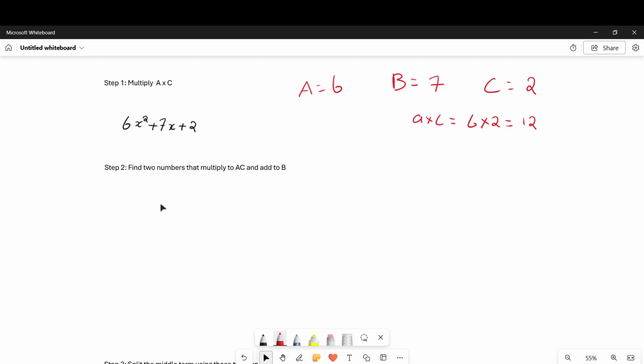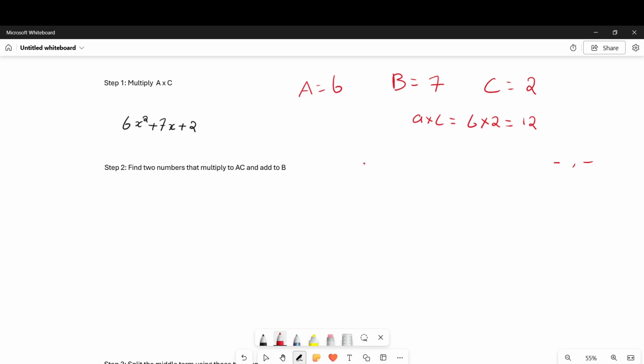Find two numbers that multiply to get AC and add to get B. That means there will be two numbers, and we don't know them yet. When we multiply the two numbers, we need to get 12. But when we add those two numbers, we need to get B. What's B? B is 7. Which are the two numbers?